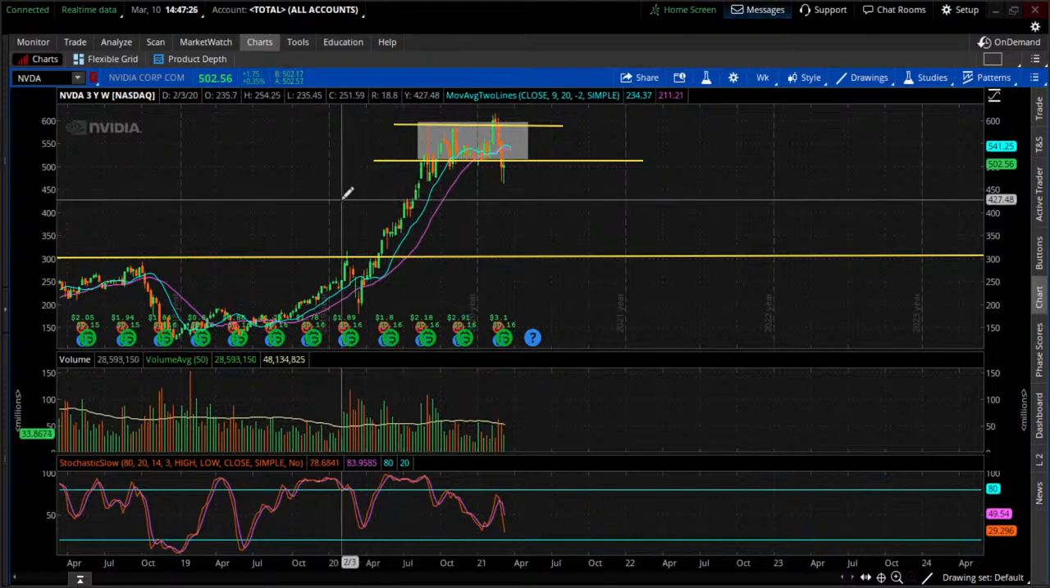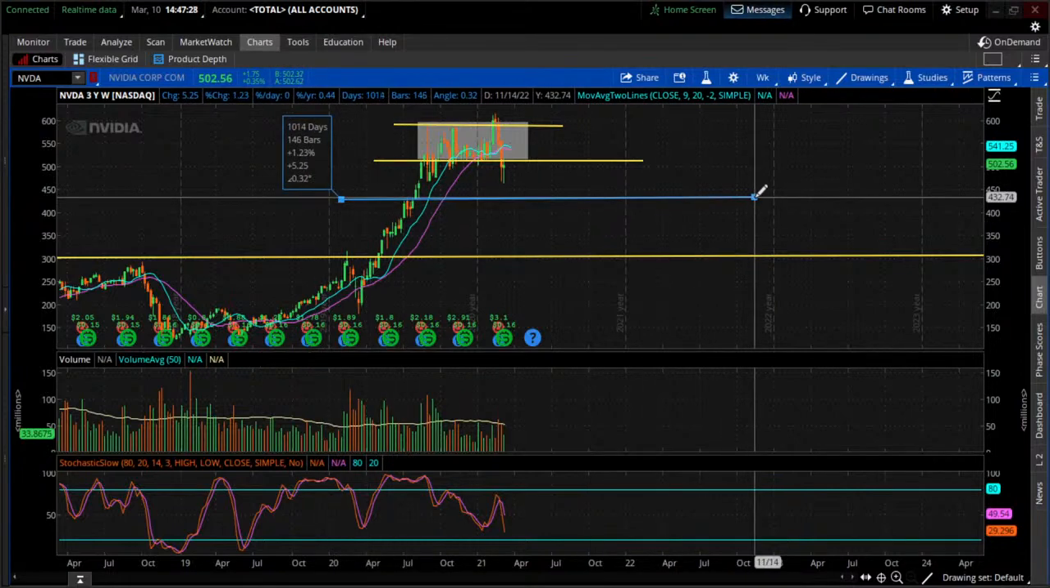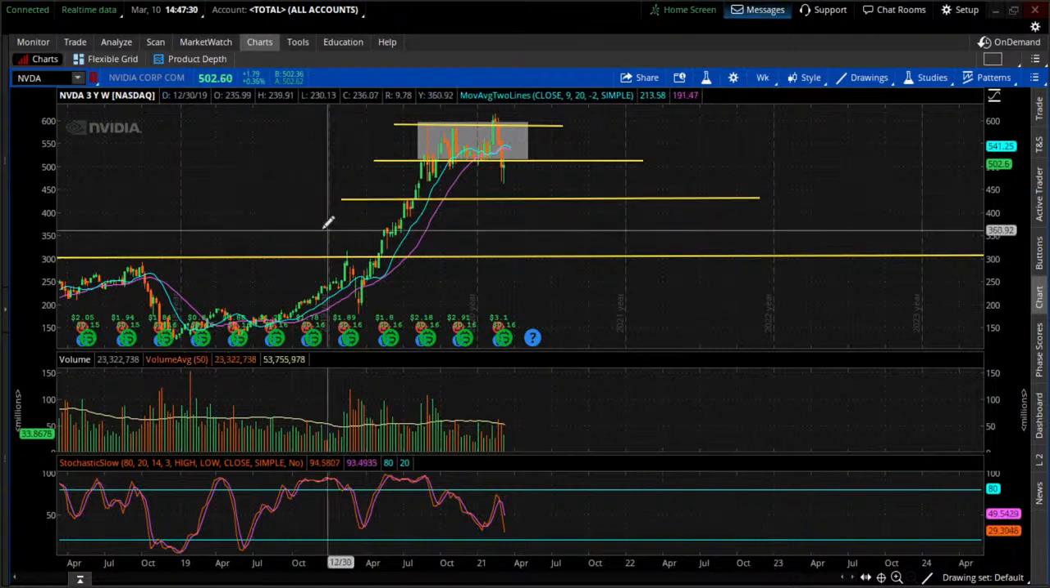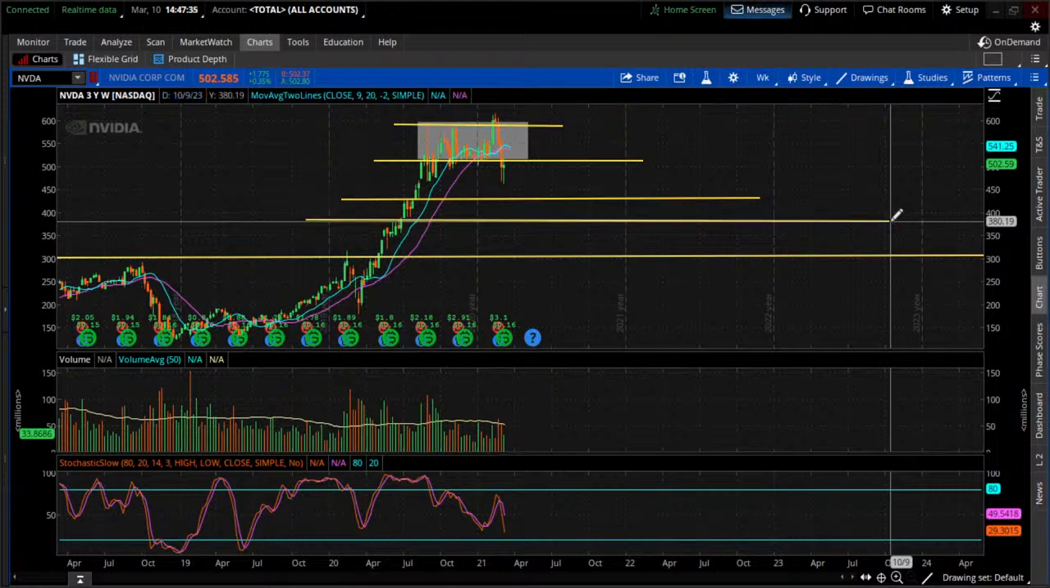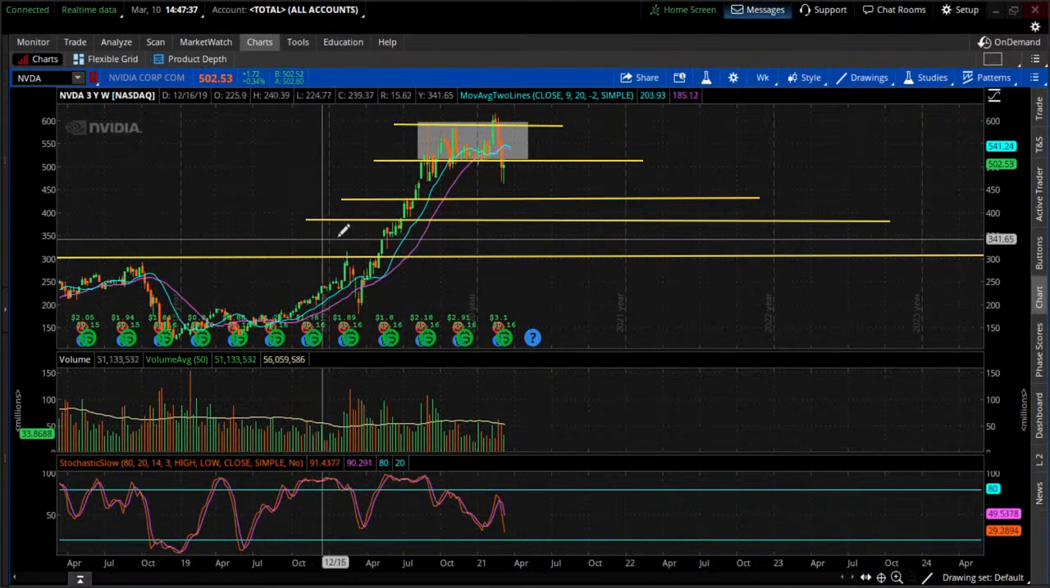If it has that scenario here, and that's 430, okay, maybe I could see it hitting that 430. Then here, 380. No, I don't see that.